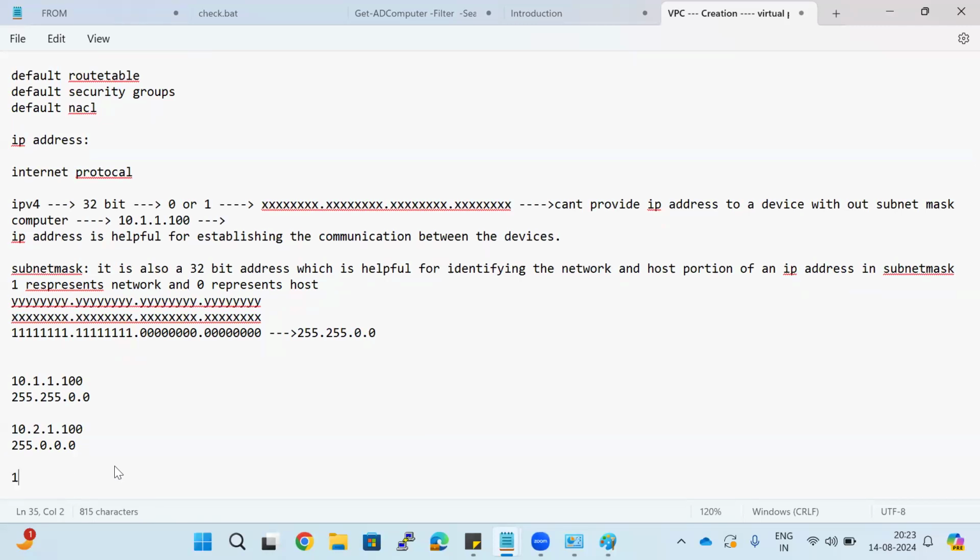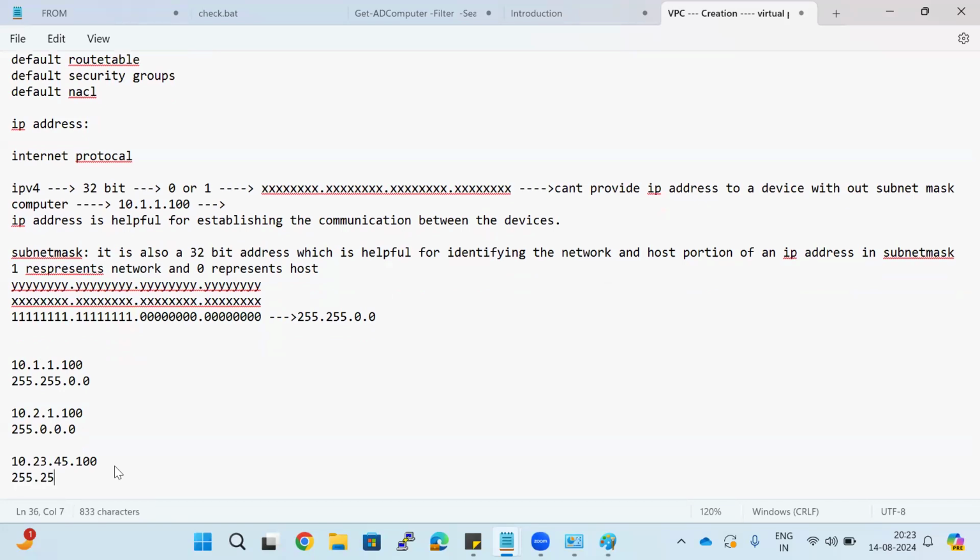In the same manner, if the IP address looks like this, 10.23.45.100 with the subnet mask 255.255.255.0, then we can clearly say that the subnet mask is representing three network portions, which means that the first three portions are the network portion, and the last portion is the host portion. So this is how, depending on the subnet mask, you can find out the IP address network portion and the host portion.